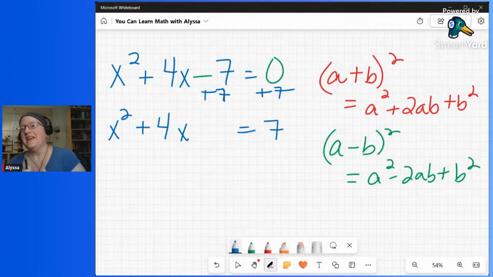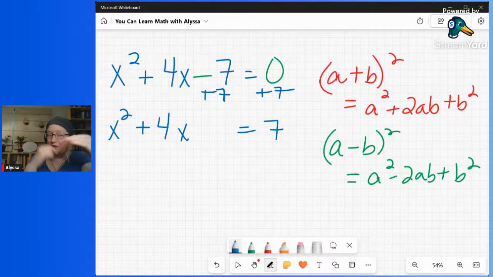Oh, I was saying about 3x squared. Oh, I will get to that in a second. Absolutely. Okay, we're just going to go by stages here.